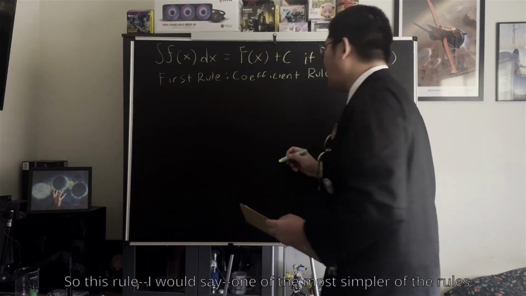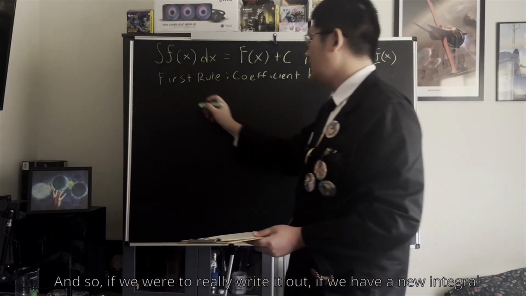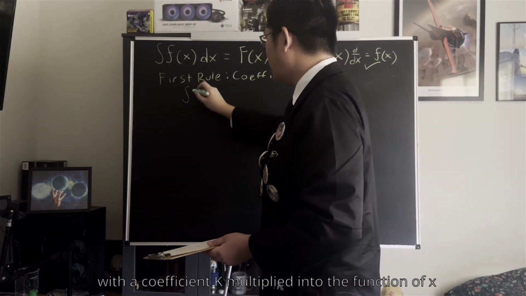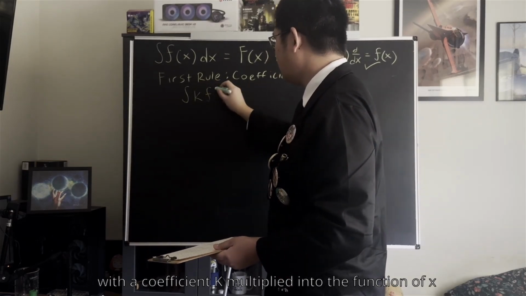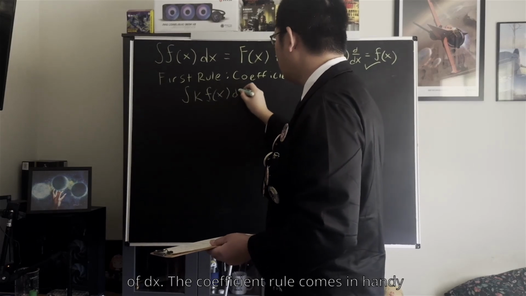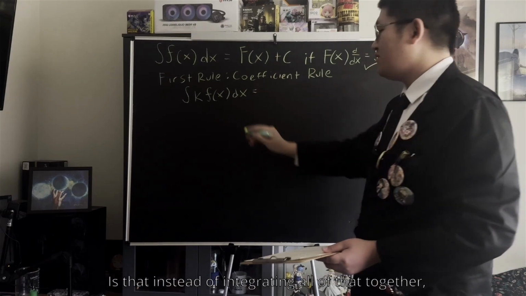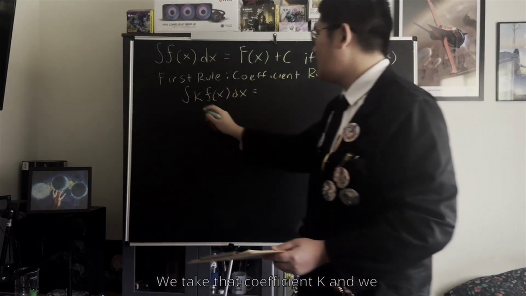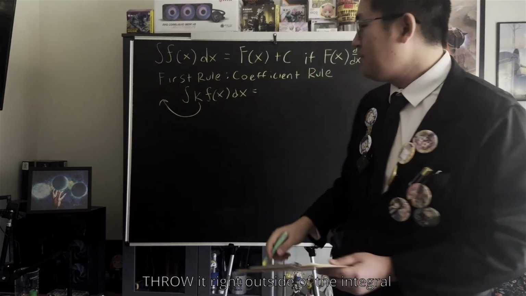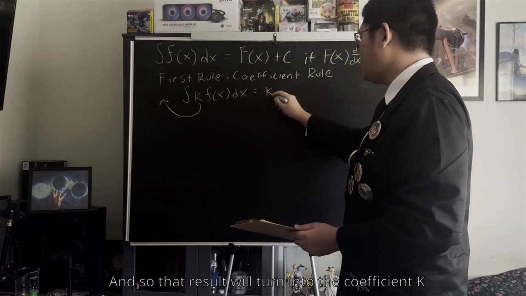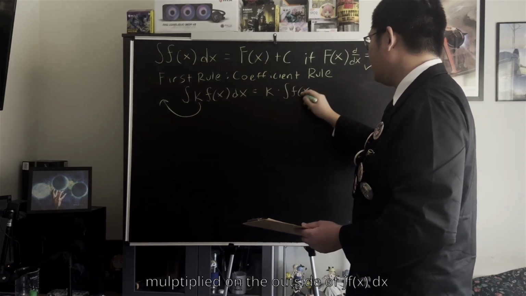So this rule is, I would say, one of the simpler of the rules. If we have an integral with a coefficient k multiplied into the function f of x dx, the coefficient rule comes in handy because instead of integrating all of that together, we take that coefficient k and throw it right outside of the integral. That result turns into the coefficient k multiplied on the outside of the integral of f of x dx.